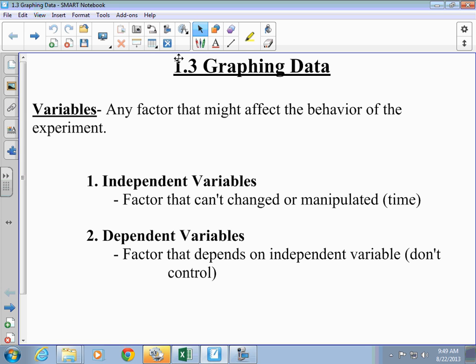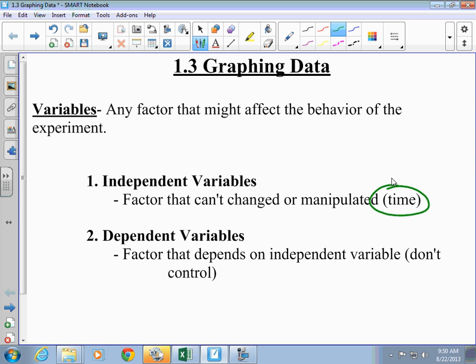So when we talk about graphing, we have two types of variables: independent variables and dependent variables. An independent variable is a factor that can't be changed or manipulated, which, most of the time when you graph in here, is going to be time. I shouldn't say 90%, but most of the time, you can't manipulate time. Right? It's going at a steady pace. You can't change time. Dependent variables are factors that depend on the independent variable.